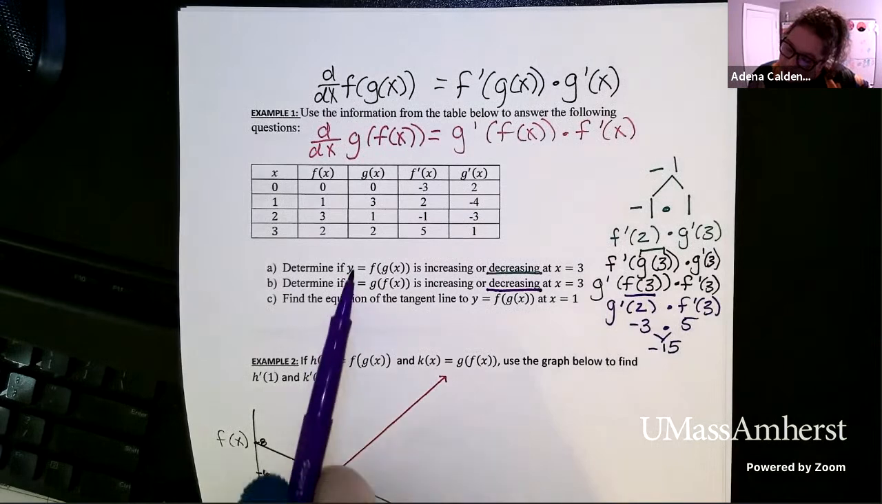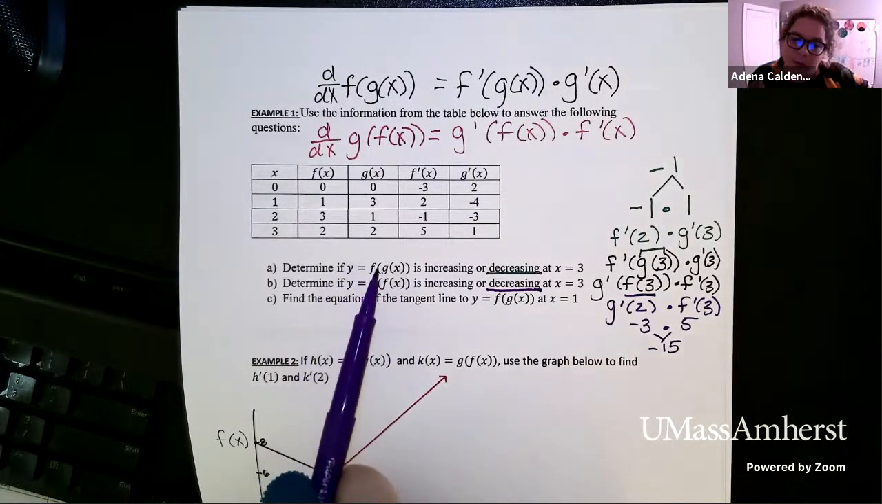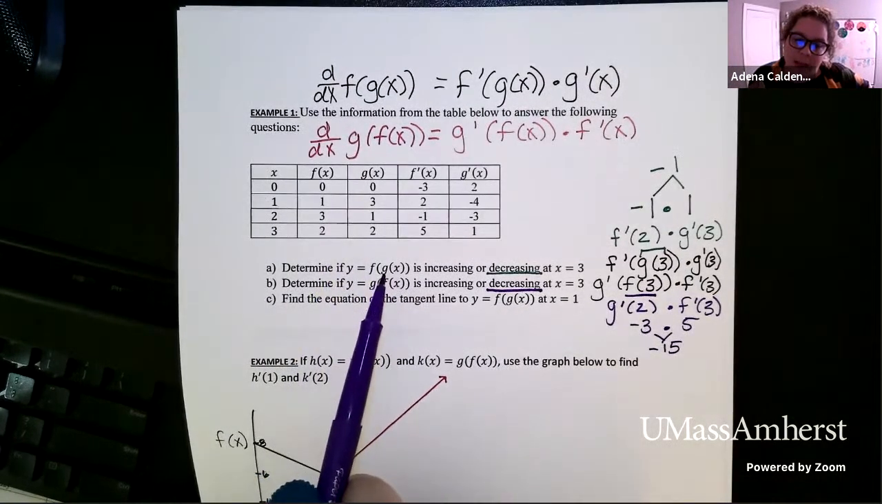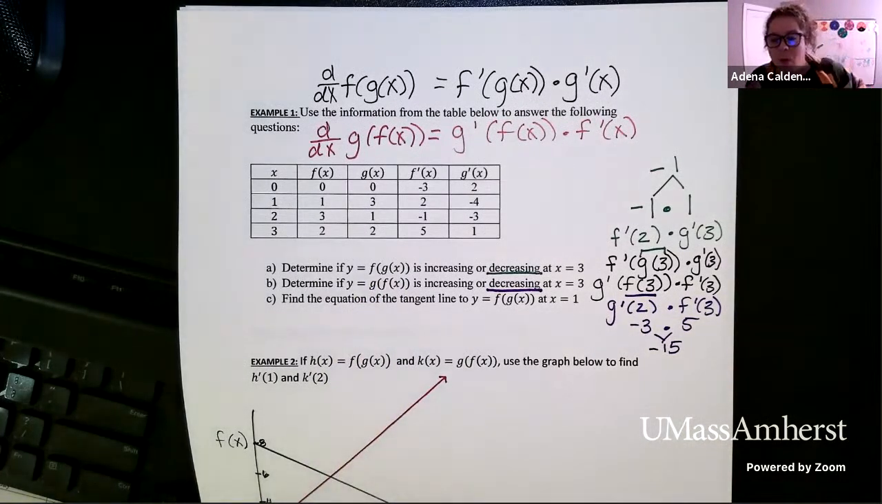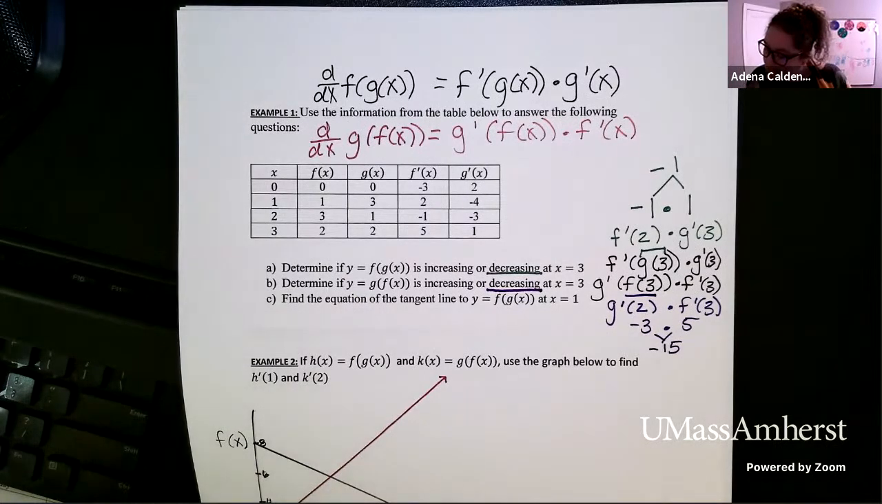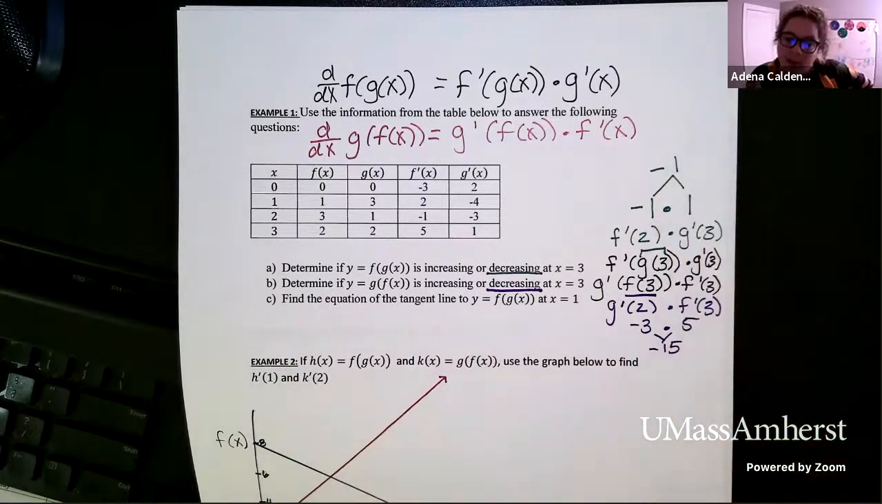And again, for parts A and B, the original function is different. The original function for A is f of g of x, and for B, it's g of f of x. And we know that those are different things, right? It depends on how you compose them. So that's how we approach parts A and B. That's also how we would just find the derivative. If it said find y prime at 3, then we would find the value. But that's how we incorporate the table into this particular formula.